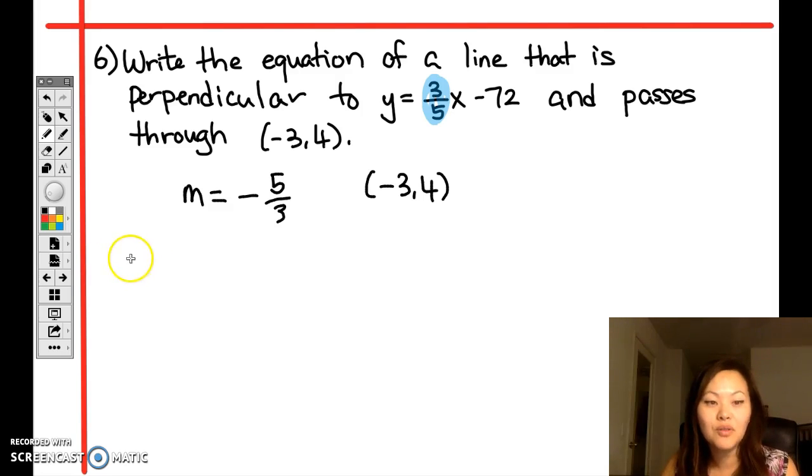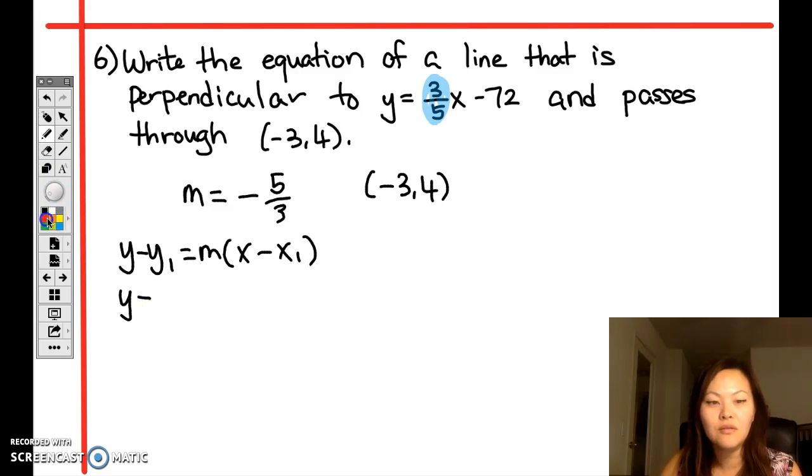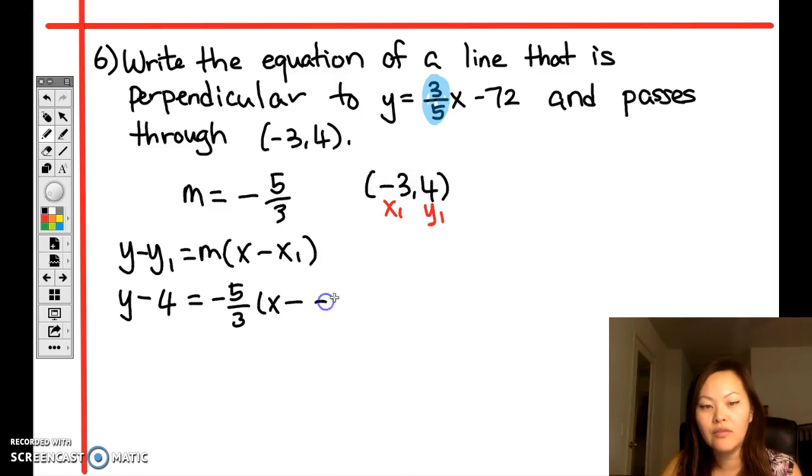You're going to use the point slope formula. y minus y sub 1 equals m times x minus x sub 1. So let's just plug it in. y minus, oh, so you know this is x sub 1 and this is y sub 1. Okay? So y minus y sub 1 is 4 equals, what is my slope? m, negative 5 over 3. And then x minus, x sub 1 is another negative 3. So if you have two negatives, you know it's positive, right? So I'm just going to use red. Okay.